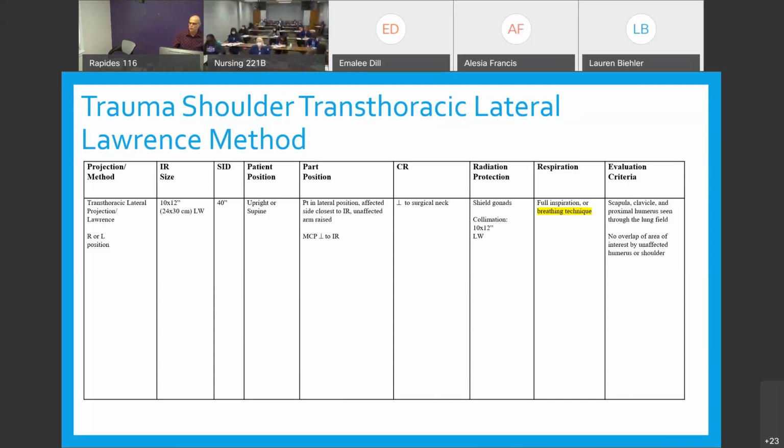I'm going to introduce the world of technique to you. And I'm going to show you how to do a breathing technique. A breathing technique is simply that. The patient is actually breathing during the exposure. So what do you think is going to happen? What do we tell patients to do in radiology before we make the exposure? Hold still, don't move, don't breathe. Now we're going to tell them to do what? Breathe. So what is that breathing going to do?